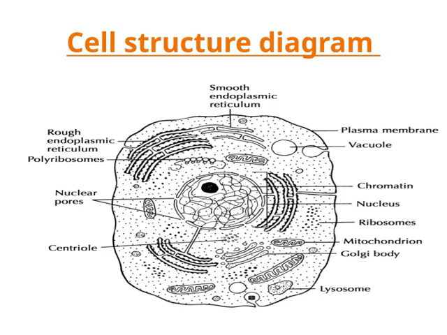Let's take a closer look at this cell structure diagram. As you can see, it highlights the key components that make up a cell, starting with the cell membrane, which acts as a protective barrier, controlling what enters and exits the cell. Inside, we see the cytoplasm, a gel-like substance where most of the cell's activities occur.